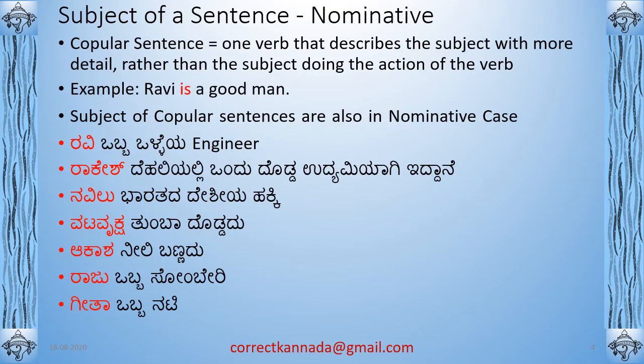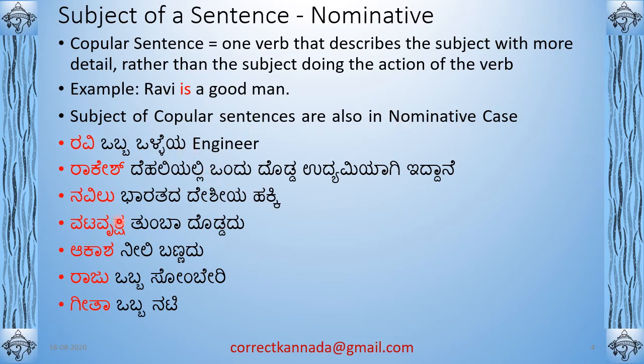This is another type of sentence called a copular sentence. Even in copular sentences, we are using the nominative case. That's the gist of this slide. What is a copular sentence? It is a sentence in which there is one verb, but the verb doesn't do any action; all it does is describe more about the subject. Example: Ravi is a good man. Is is your verb, but here there is no action being done. All the verb is doing is giving more information about Ravi. Such sentences are called copular sentences, and they are also in the nominative case.